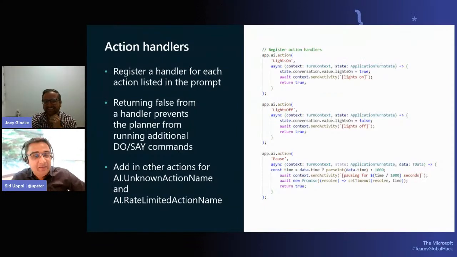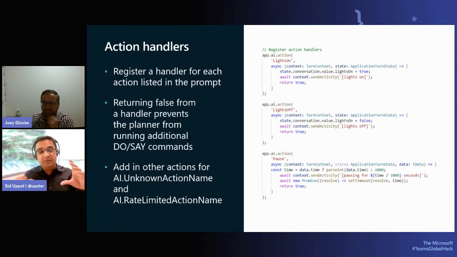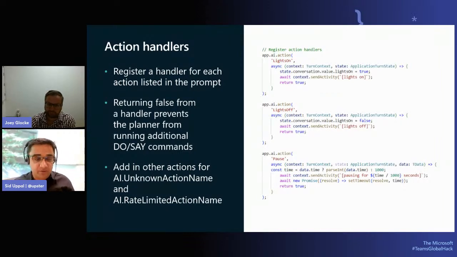All right, so now the action handler. Lights on, lights off. Those are things in square brackets. Those are not the things you want to send to the conversation with the user. Those are the things that our library will intercept and call the handlers you've registered with us.